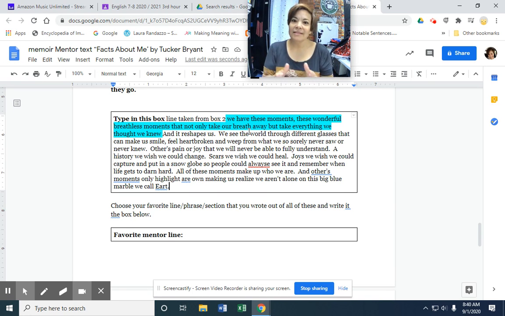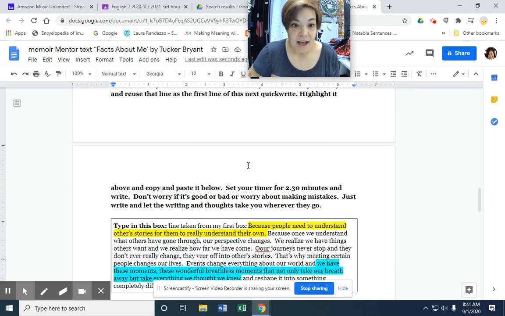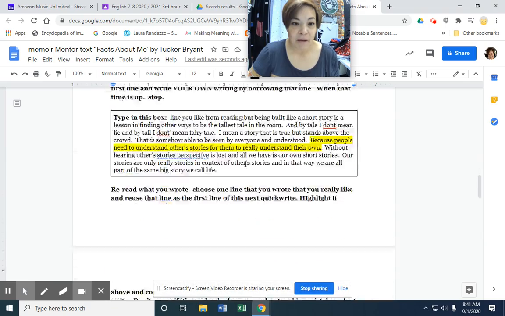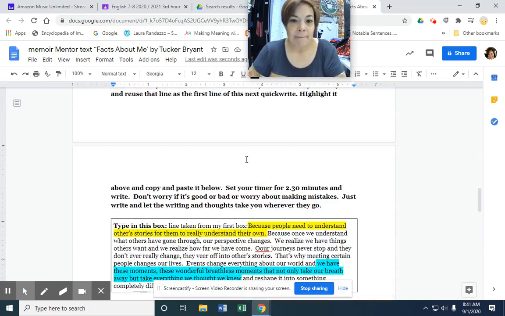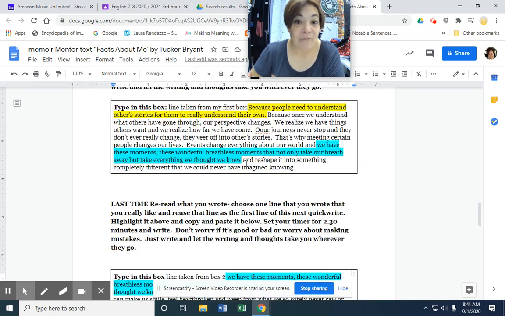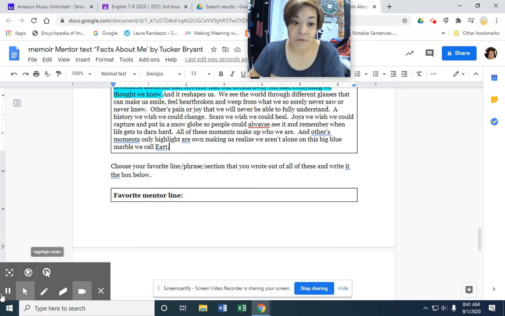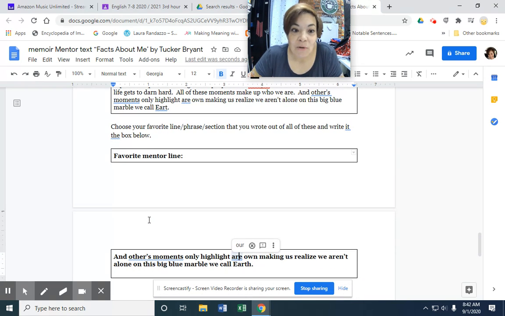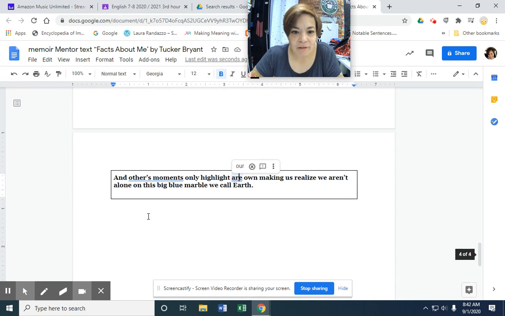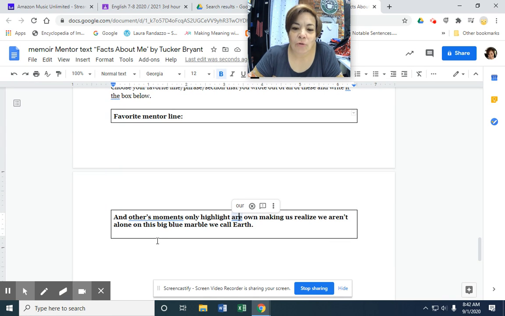Okay. So now's the last part where I'm going to go through all of my writings, and you can see I've got my three writings. See, my first box, my second box, and my third box. And what I'm going to do is choose my favorite line, and I'm just going to write it in this box. So I'm going to go through all my lines. It might be the highlighted lines. It might be something completely different. Let me pick something out. Okay, so I've chosen my favorite line, which turns out to be the last line of the last paragraph I wrote, which is, and others' moments only highlight our own, let's see, I should change that, there's an error, our own, making us realize we aren't alone on this big blue marble we call Earth.